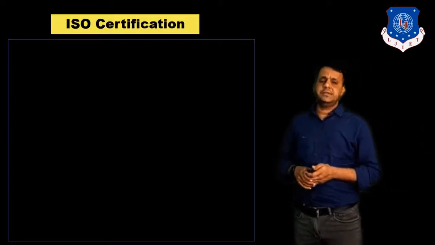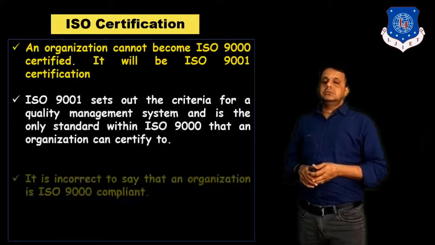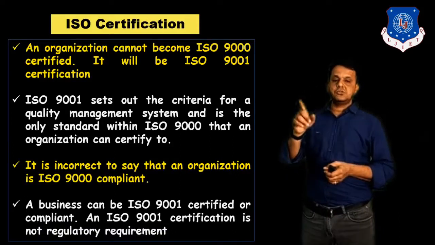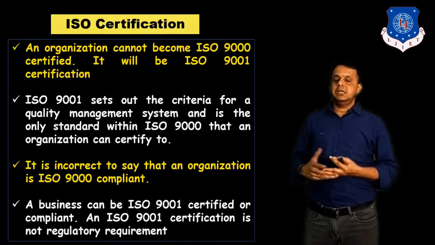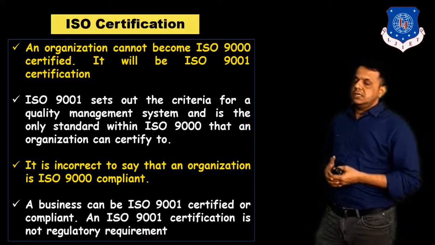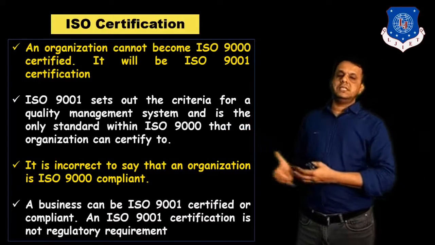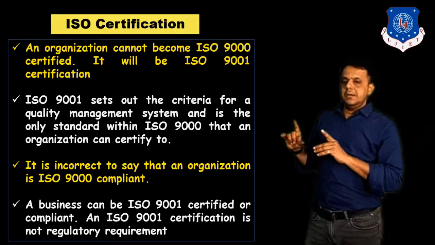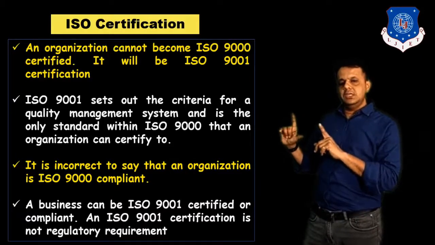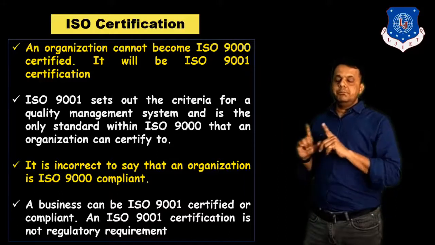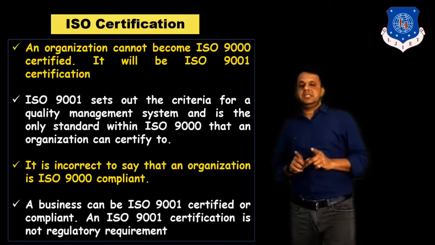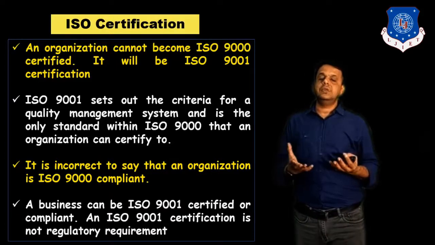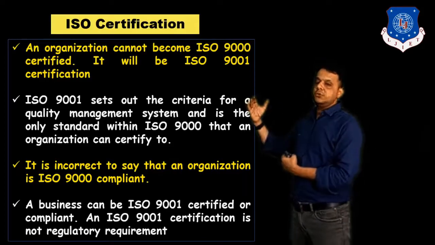Now let us talk about ISO certification. It is incorrect to say ISO 9001 certified organization. It will always be ISO 9001 certification. One organization can be certified to ISO 9001, and a business can be ISO 9001 certified or compliant. But ISO 9001 certification is not a regulatory requirement. But if a company goes willingly for this certification, it will actually improve itself.